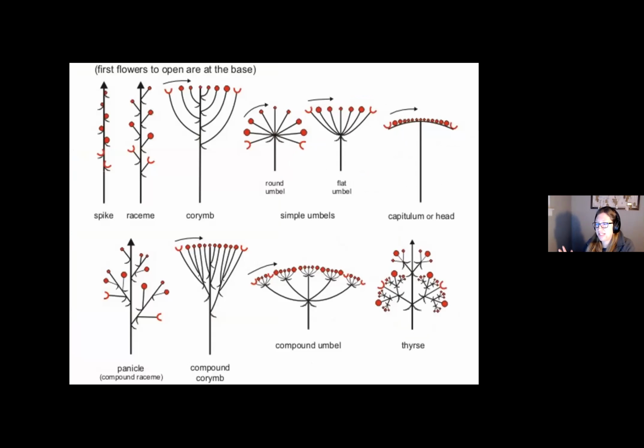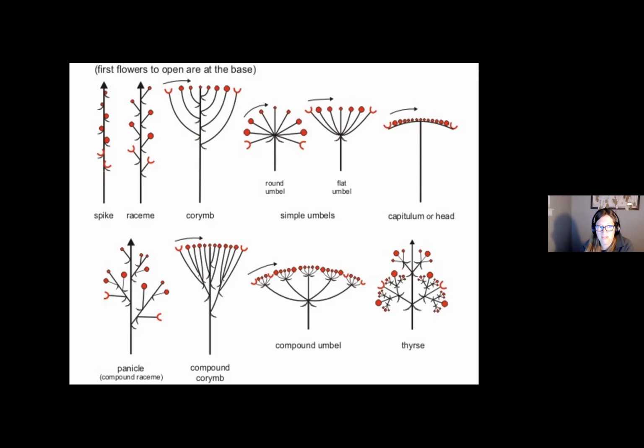The other thing that I wanted to get to is the inflorescence. I really like this picture, and it may be a little bit much to show, but I figured you all would probably appreciate it because of the arrows. This shows you where the new versus the old flowers are. So this is not just the structure of how the flowers grow, but also where the new flowers are versus the old flowers. With spikes and racemes, the older flowers are going to be at the bottom and the newer flowers are going to be at the top.